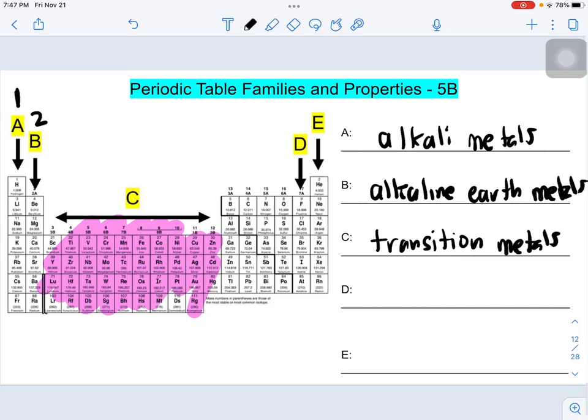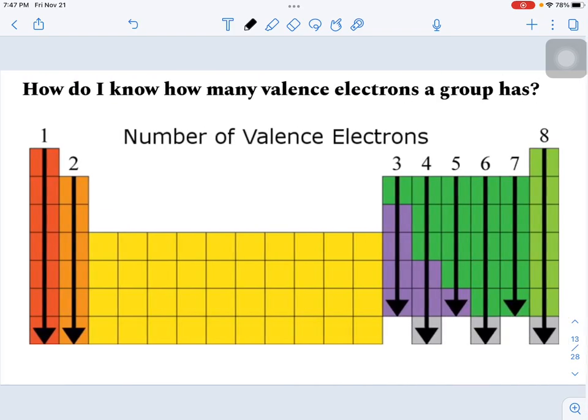Transition metals. D, group 17, they're going to be known as the halogens. They're the salt makers. And finally, group 18, E, these are the noble gases, sometimes referred to as the inert gases, but we're going to call them the noble gases for right now.